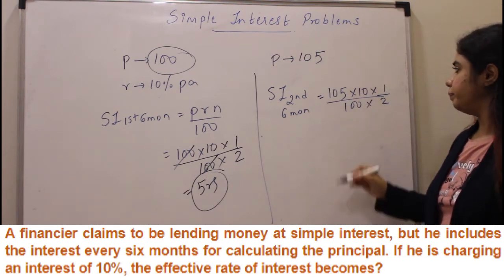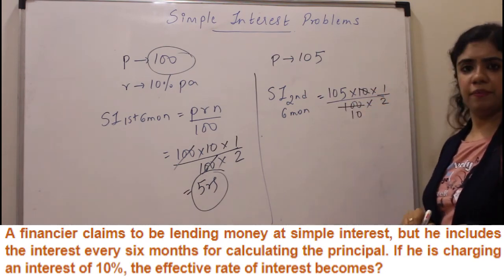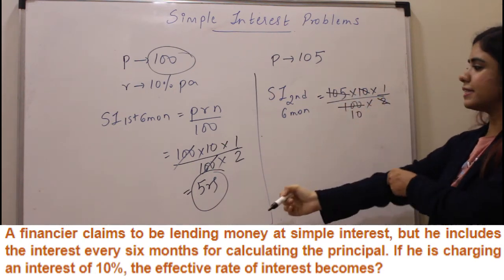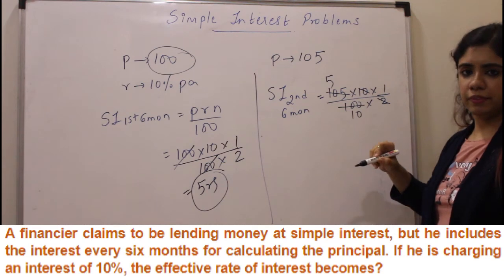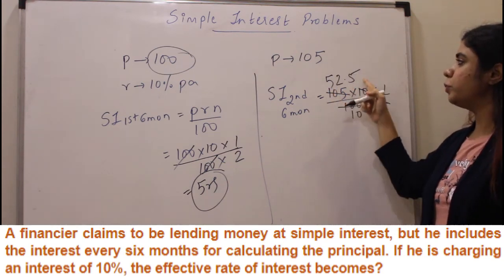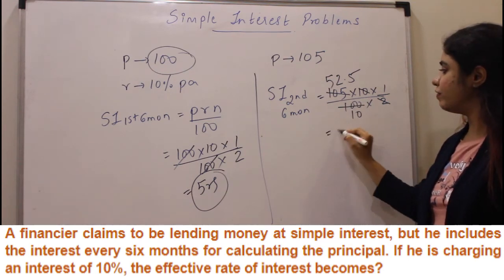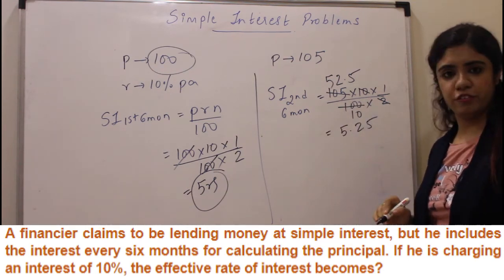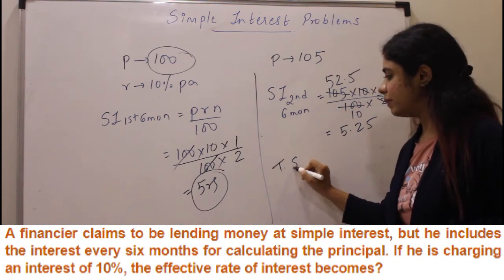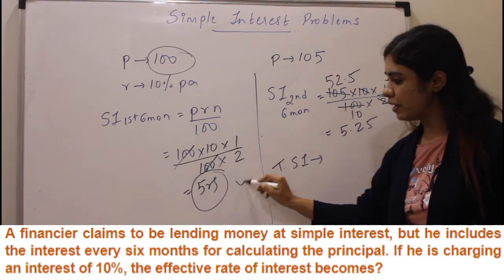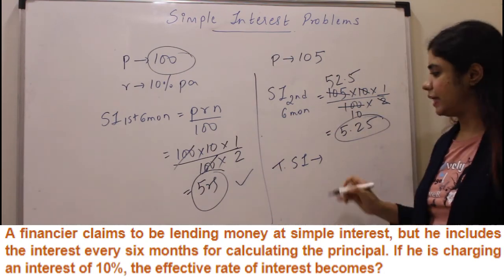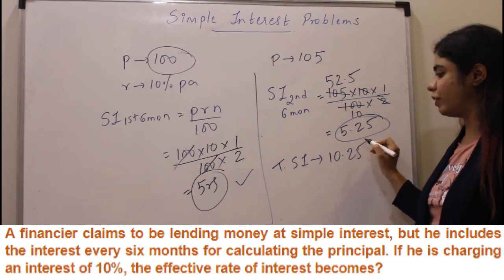Okay? Now 10 ones are 10, 10 tens are 100. So if I ask you what is, let's say, 2 5s are 10, correct? 2 2s are 4. 5. So 52.5 upon 10 will give you 5.25. So what is the total interest he took? So the total simple interest he took was 5 rupees plus 5.25 rupees. So the total money was 10.25 rupees.